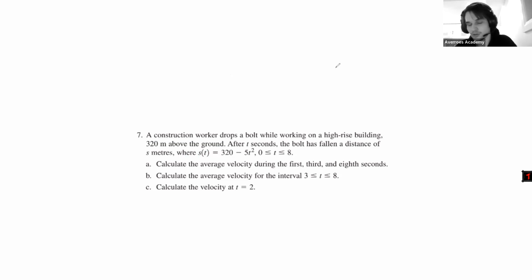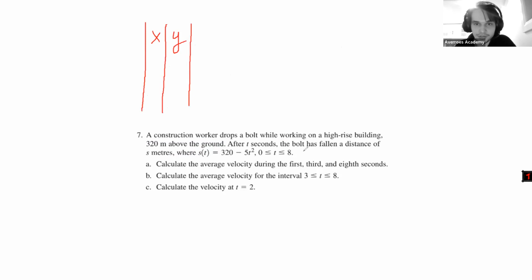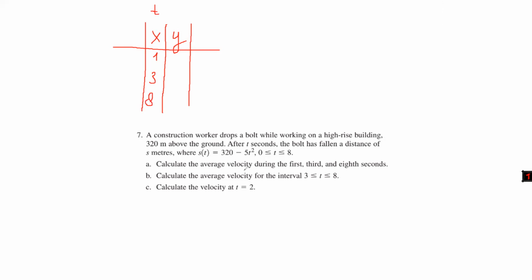I would strongly recommend that when you're working with this type of question, you write down your points right away. It's going to save you some time later. So here we've been asked to calculate the average velocity during the first, third, and 8th seconds. So x is basically equal to t, right? x equals 1, 3, and 8.